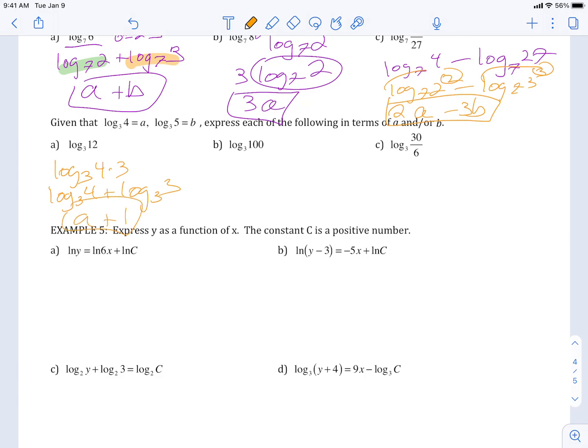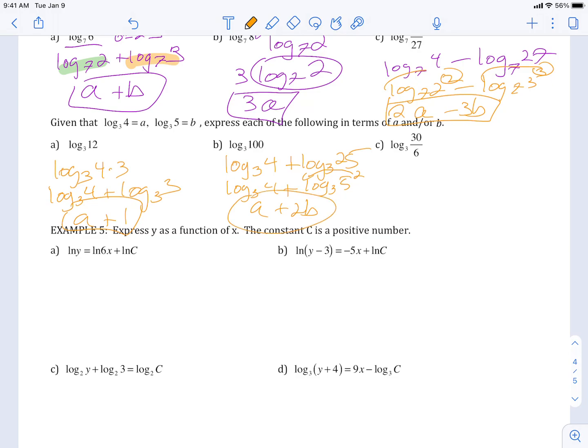Over here, log base 3 of 100. Well, 100, it's not a power of 5, but 4 times 25 works, right? So that's log base 3 of 4 plus log base 3 of 25. 25 is a power of 5. Log base 3 of 4 is a. So this is log base 3 of 4 plus log base 3 of 5 squared. That 2 comes out in front, and this will be a plus 2b.